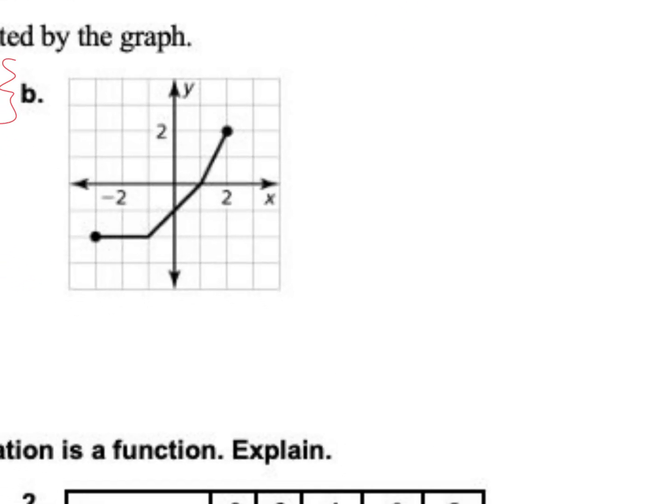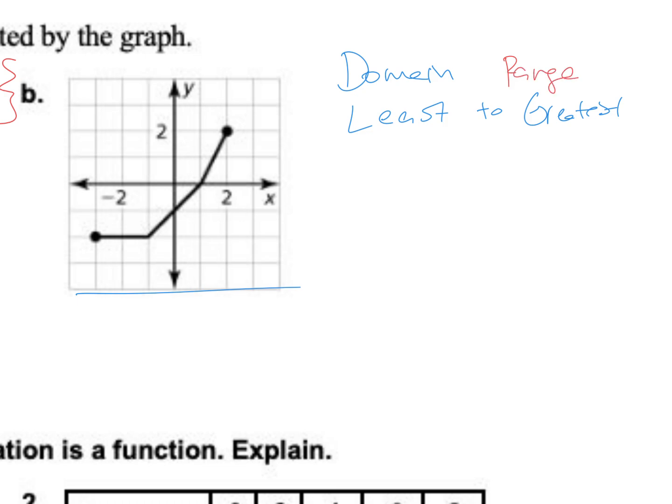And so what we're going to do is the domain is the x values. With the domain, you want to go least to greatest. I can't write a G, greatest. And so least starts here, greatest over here. We go this direction, okay? And then, by the way, for the range, you also go least to greatest. There, though, the least is down here, the greatest is up here, so you go up, okay?